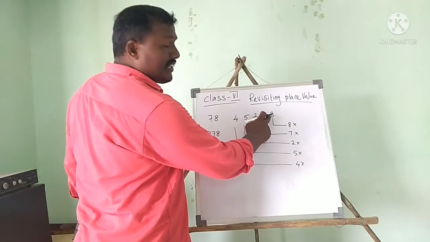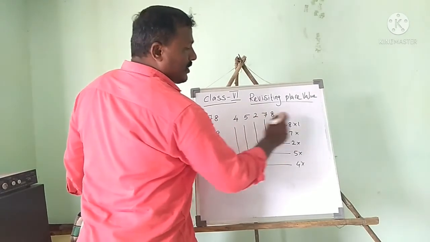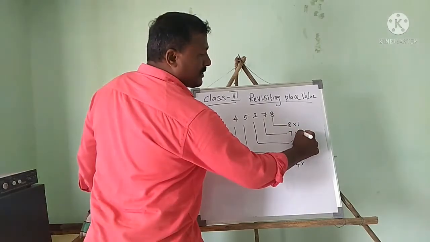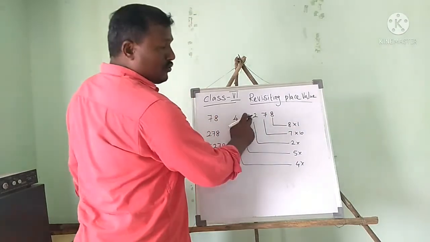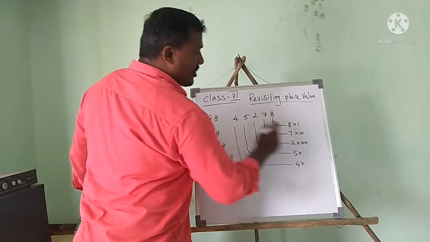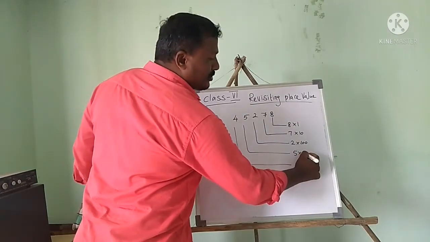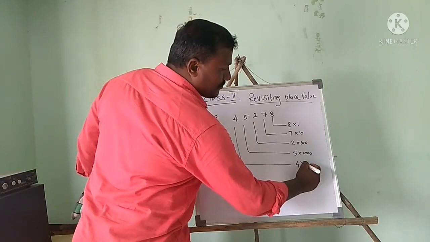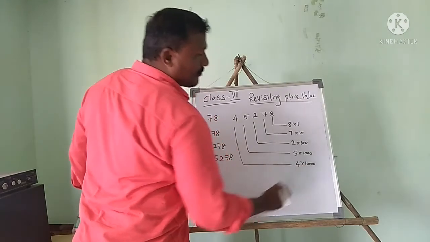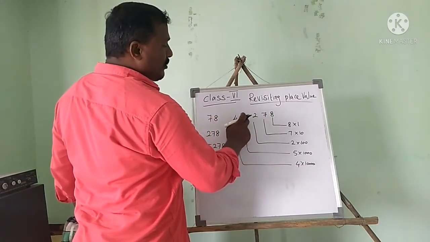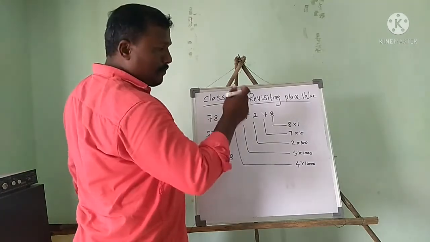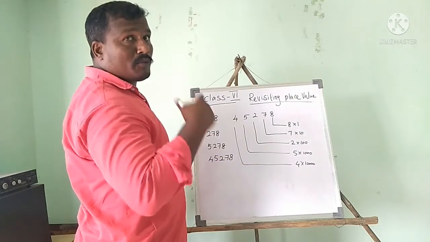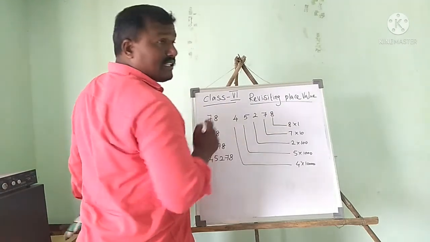Then write the place value of each digit. What is the place value of digit 8? 1. What is the place value of digit 7? 10. What is the place value of digit 2? 100. What is the place value of digit 5? 1000. What is the place value of digit 4? 10,000. Ones, tens, hundreds, thousands, ten thousands. Okay. So I put the place values.